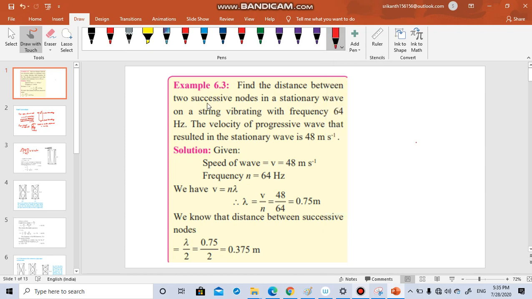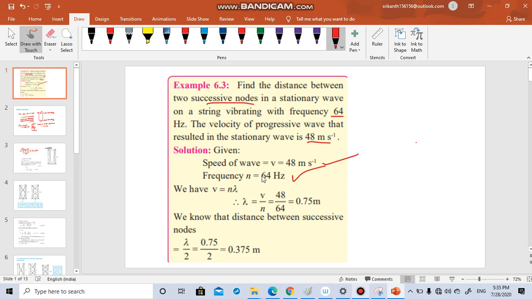Find the distance between two successive nodes in a stationary wave on a string vibrating with frequency 64 Hz. The velocity of the progressive wave that resulted in a stationary wave is 48 meter per second. So velocity is given, frequency is given. So here n means frequency.